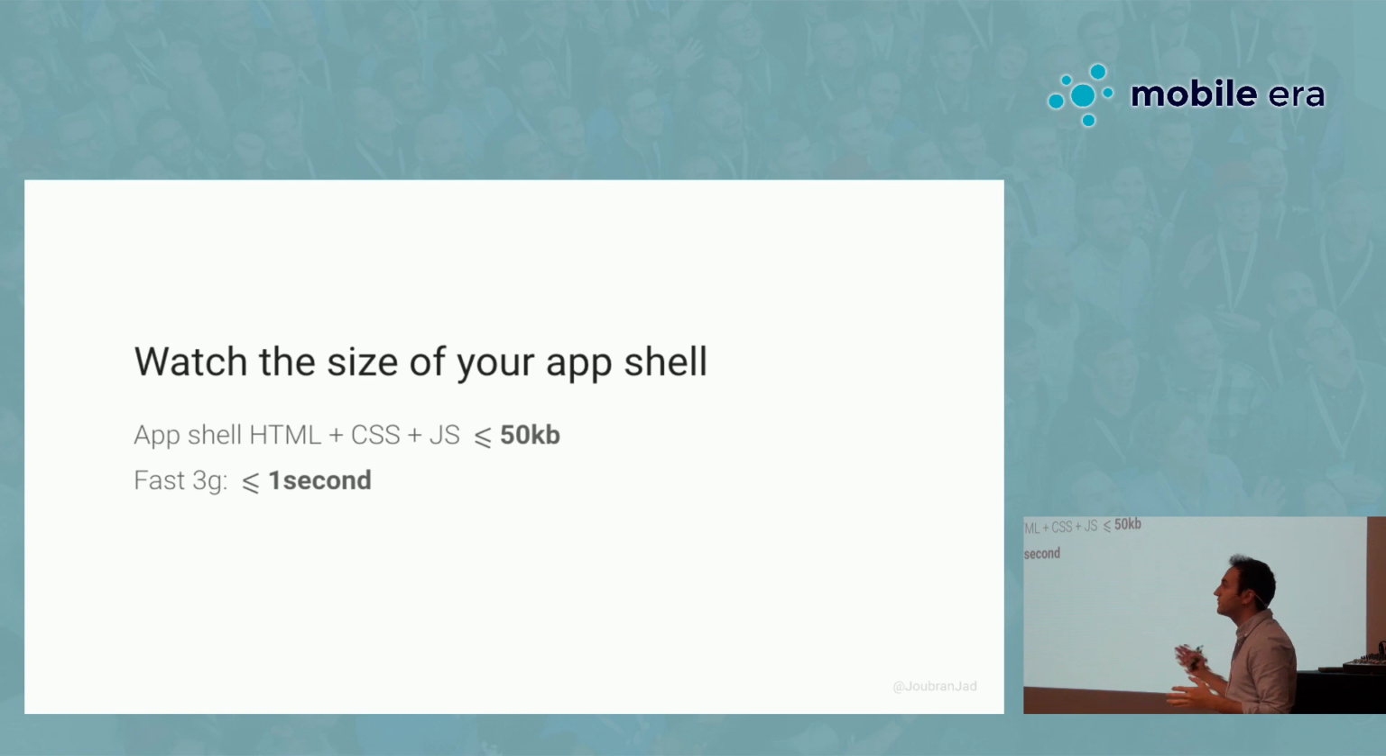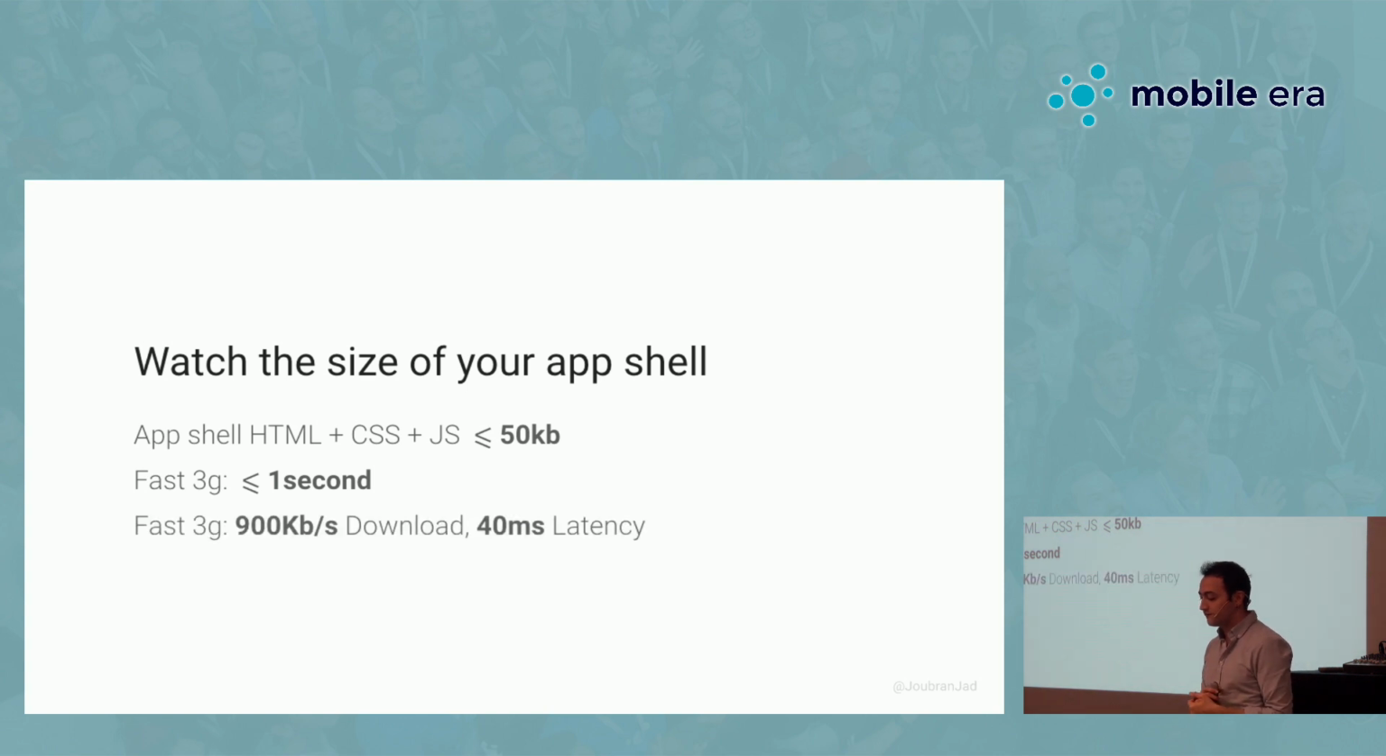I don't want to wait for more than 1 second on fast 3G. So how much headroom does this give me? We know fast 3G is 900 kilobytes a second, more or less, and has 40 milliseconds of latency. If you do the calculation, you end up with only 50 kilobytes. And please do take care of the latency.